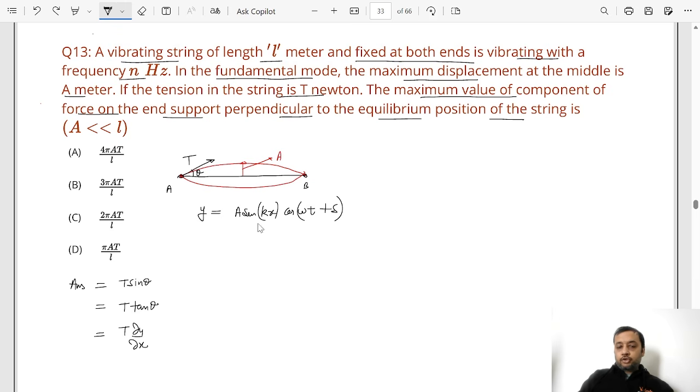Okay. So now what is the value of del y by del x? If I differentiate this with respect to x, k will come out and sine will become cos. And this will be cos of omega t plus delta.